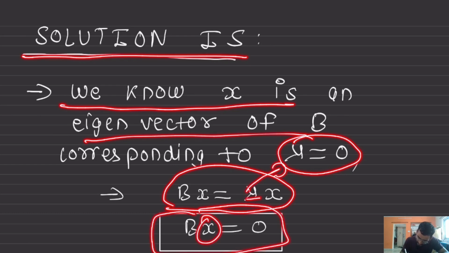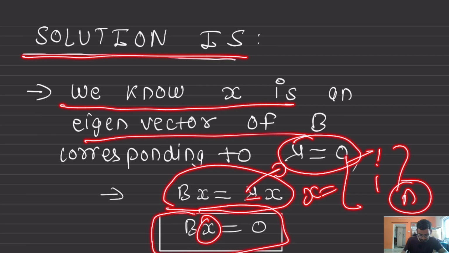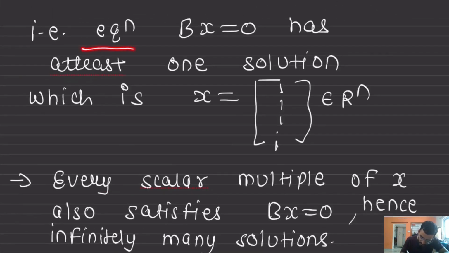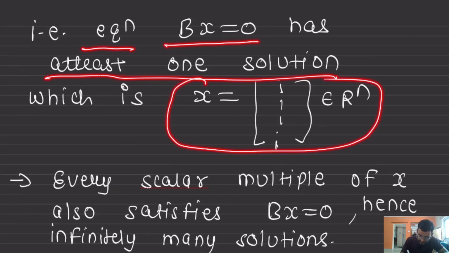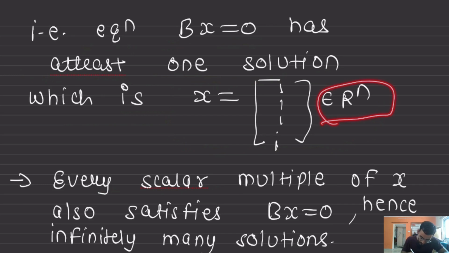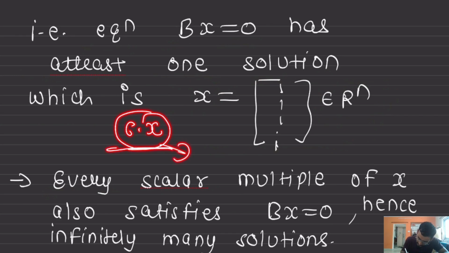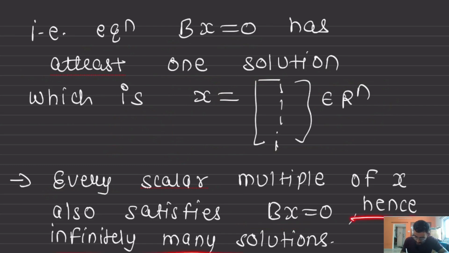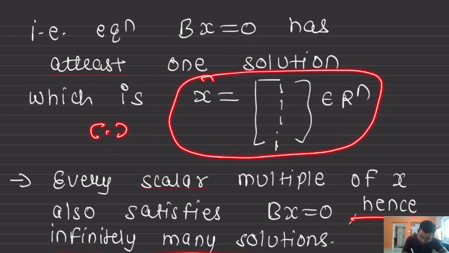Here x is nothing but the vector of all ones, of dimension n. It means the equation Bx equal to 0 has at least one solution, and the solution is this vector of all ones. And if we take any scalar multiple of x, that is c times x, this will also satisfy the equation Bx equal to 0, and hence this equation has infinitely many solutions. One solution is this, and the infinitely many solutions are scalar multiples of this.